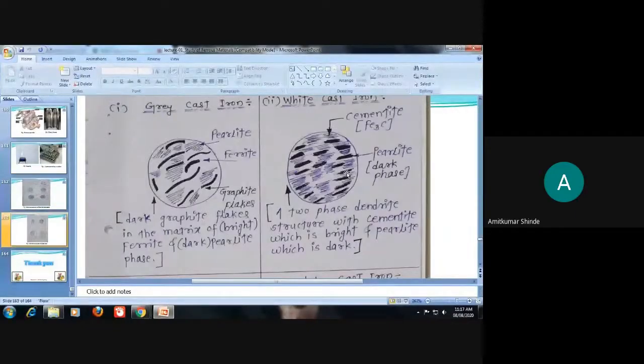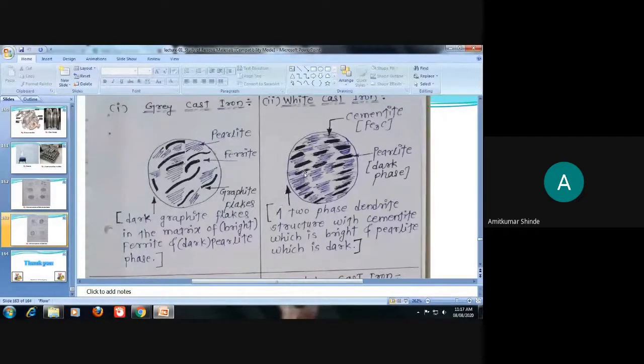For now, just try to understand which phases are there in gray cast iron. Graphite will be present in the form of flakes, and the remaining portion, the bright phase, will be ferrite, and the dark phase will be pearlite. Here in white cast iron, only two phases are there: the dark phase will be pearlite, and the white or bright phase is cementite. This is the white cast iron.